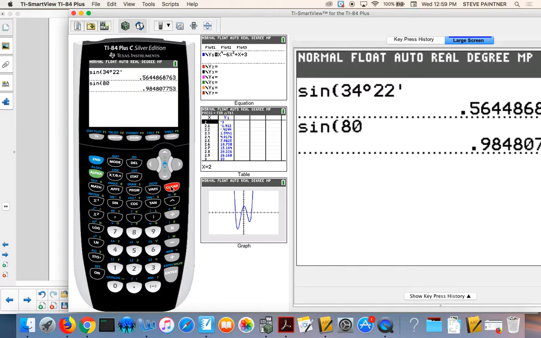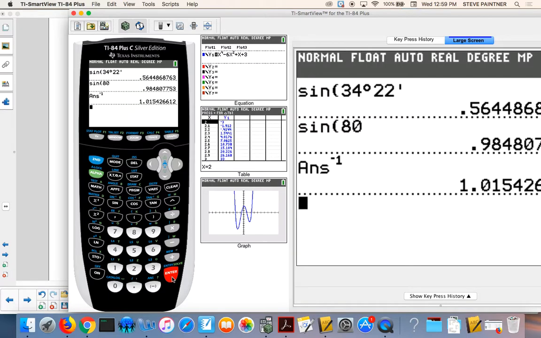No, you guys, you didn't know this? You've never known there's a reciprocal button on your calculator? It's right here, underneath math. X to the -1. That is the reciprocal button. It just takes your answer and flips it upside down. Ready? Enter. The answer is 1.015.